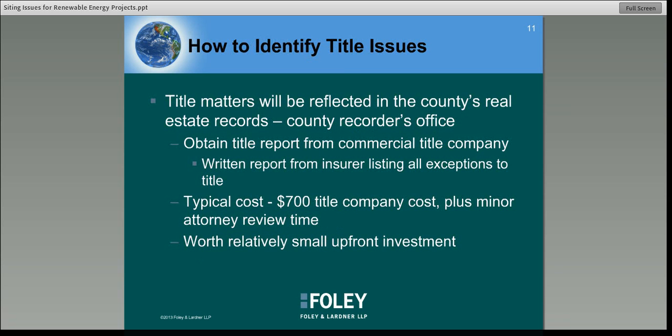Okay, so how do you spot title issues in these kinds of projects? Title matters are going to be shown in the county real estate records, which are kept in the county recorder's office. So the best way to do this most efficiently is to obtain a title report from a commercial title company, which will be a nice written document that shows you all the exceptions to title that affect the property that is the subject of your project. The usual cost is about $700 for the title company, and even that cost can often be waived if you end up purchasing title insurance. And then there is some minor attorney review time involved as well. But as a general matter, it's a relatively small upfront investment, which I can guarantee you will save you lots of money down the road.